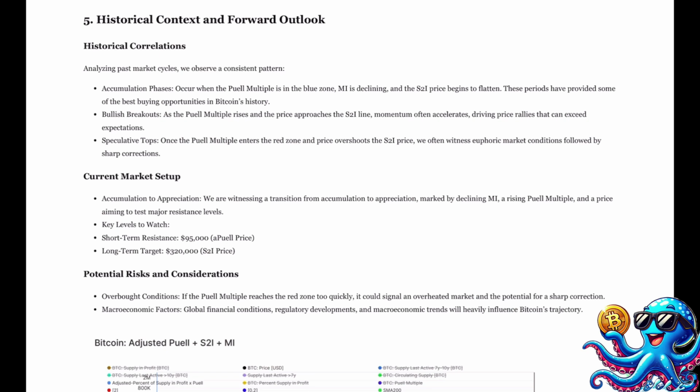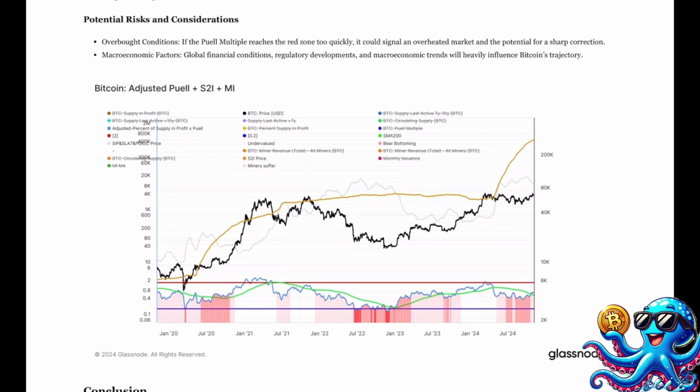Potential risks and considerations. Overbought conditions. If the pool multiple reaches the red zone too quickly, it could signal an overheated market and the potential for a sharp correction. Macroeconomic factors, global financial conditions, regulatory developments, and macroeconomic trends will heavily influence Bitcoin's trajectory.